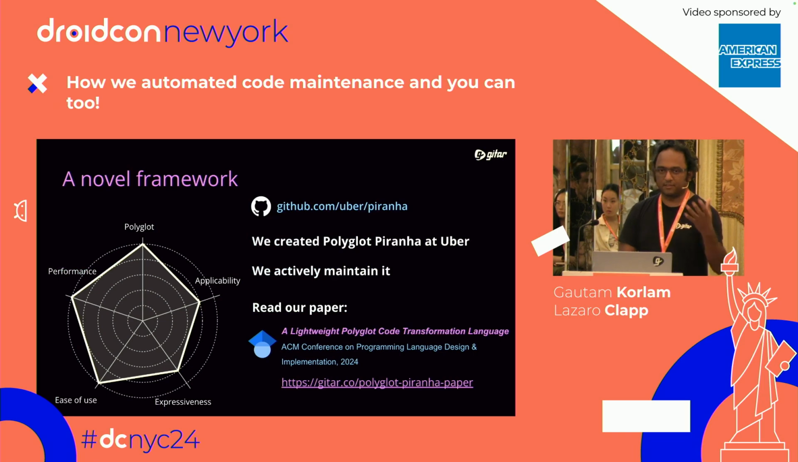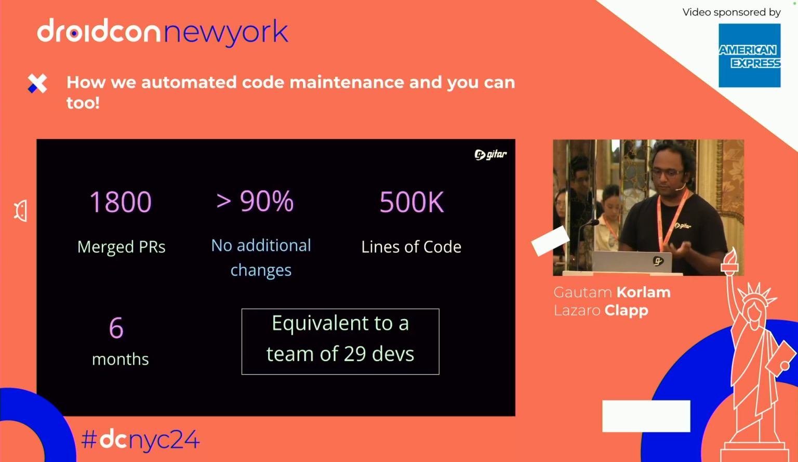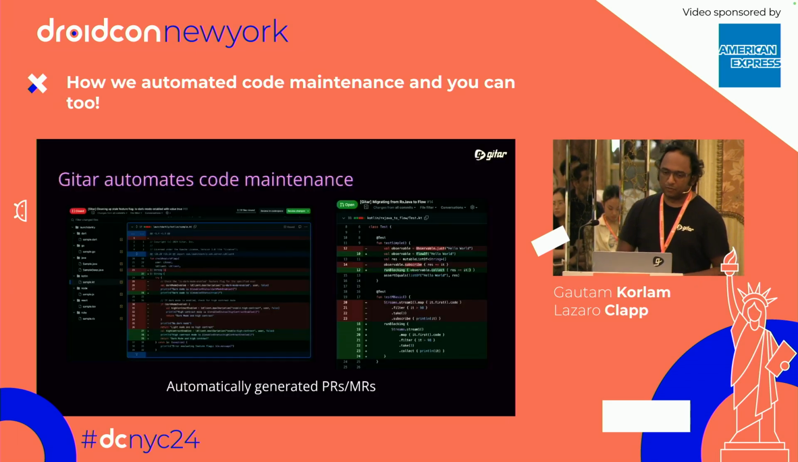There is some DSL you can write that specifies the before code and how it gets transformed to the after code. There is a bit of a learning curve. So we thought, okay, what if we took it a step further and made it very easy to integrate with? So that's what we did at Gitar.